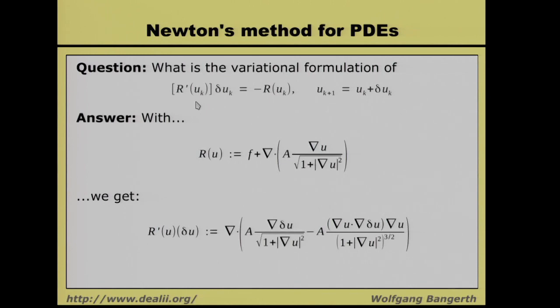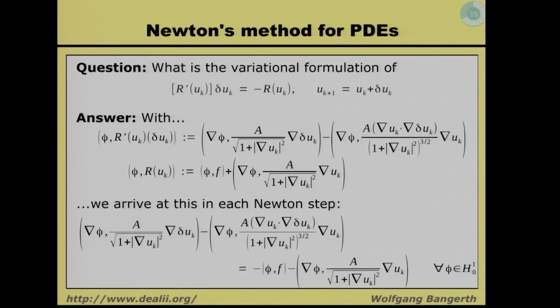To get the variational formulation, I multiply it with a test function, and I will probably want to integrate by parts. So now that I know what r and r prime are, I multiply the left side by a test function phi, and I integrate by parts, so I get this whole expression here. And the right side, this minus r here, I'm going to multiply that by phi as well.